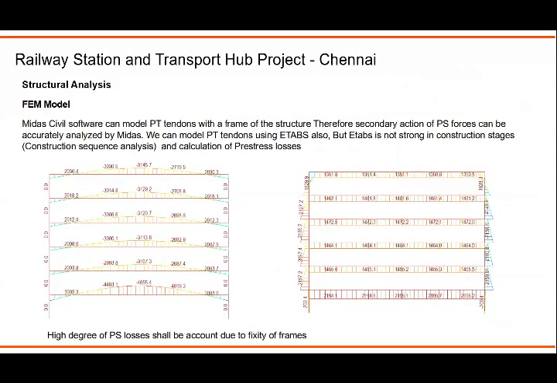Here you can see this is the preliminary bending moment, and this is the secondary moment. Quite a high secondary moment happens in the lower floors, because when you stress the upper floor, the secondary force is transferred and secondary losses happen to the lower floors. So there is some bending moment in the columns also due to the pre-stressing.